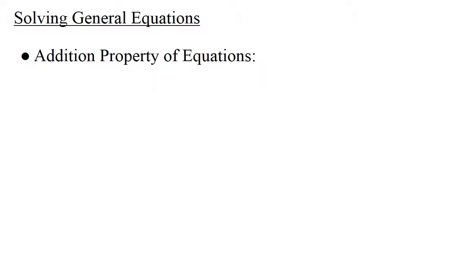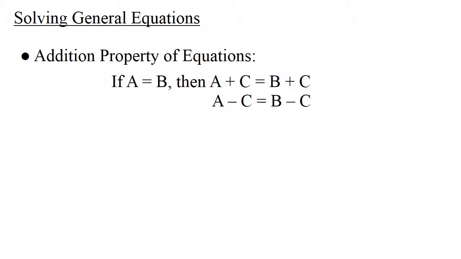Alright, so we're going to look at solving general equations, and we have a couple of properties we can use to do this. The first property that we've already talked about is the addition property of equations, which says that if you have two things that are equal, and if you add the same thing to both of them, they'll still be equal. This also allows you to subtract something from both sides of your equation, which really means just you're adding a negative. We're going to use this typically to get rid of entire terms.